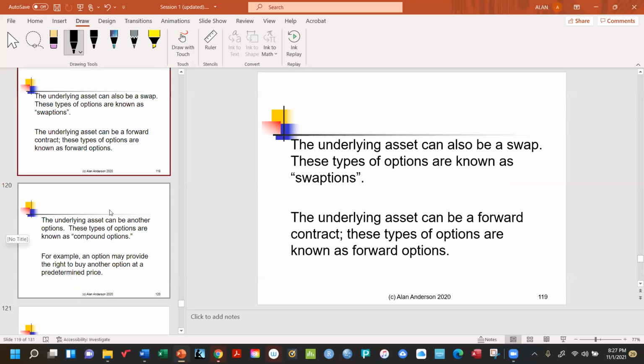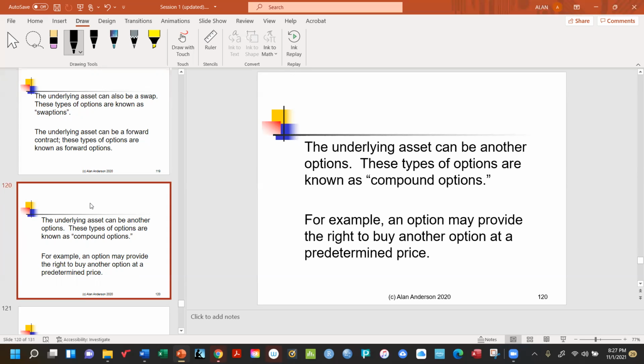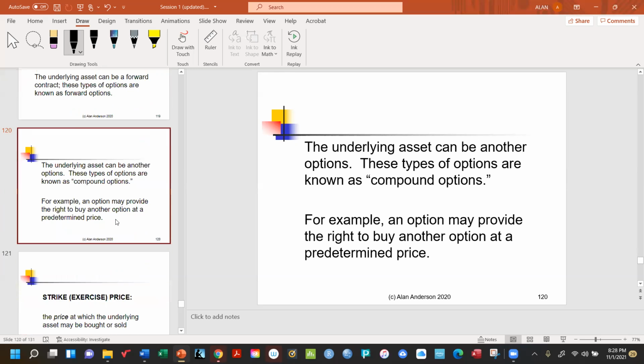And believe it or not, as if that wasn't enough, you can enter into an option that gives you the right to buy or sell another option. These are called compound options, options on options. So in other words, you can buy an option on another option or sell an option on another option, where you have the right to buy or sell at a predetermined price. So these markets can get, as you can see, horribly complicated.